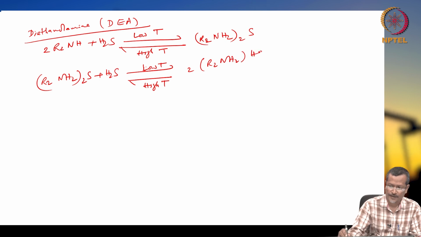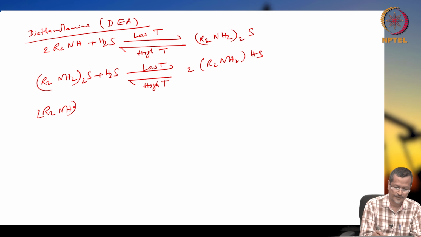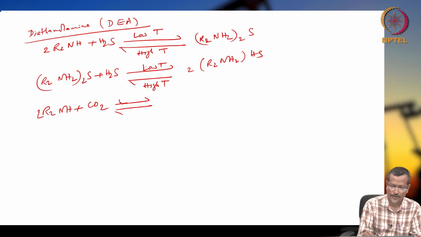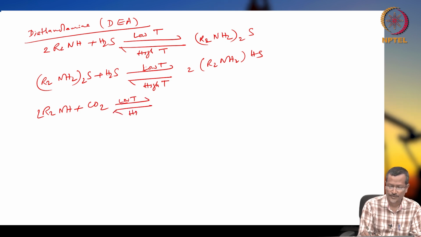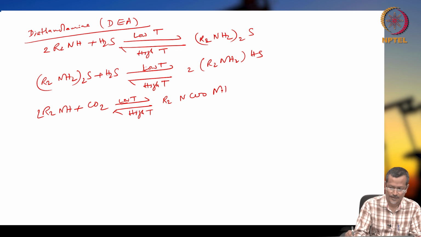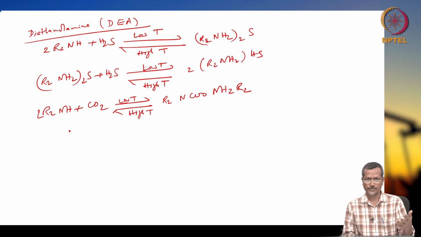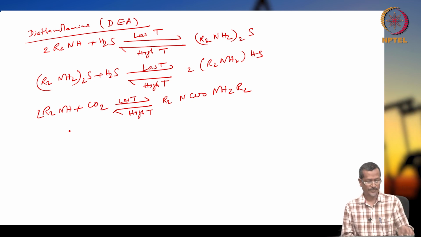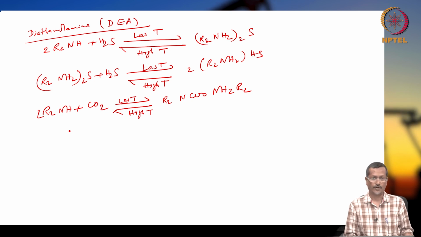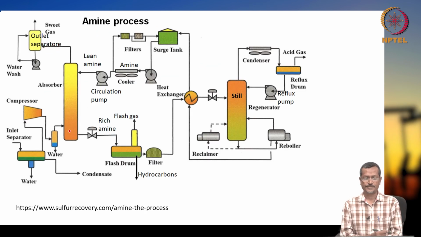Then 2R2NH plus CO2, low temperature, high temperature, gives R2NCOONH2R2. There are some other types of amine also, but we are not going into further detail. Just remember these things; it will be okay for your basic study of how to treat with amine and the chemical reaction.